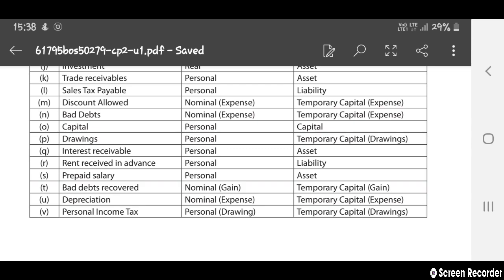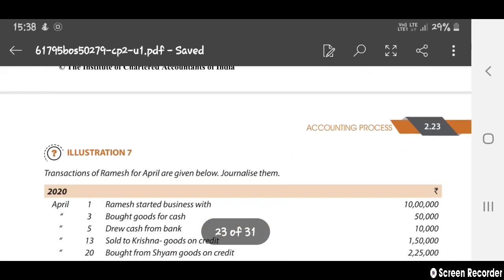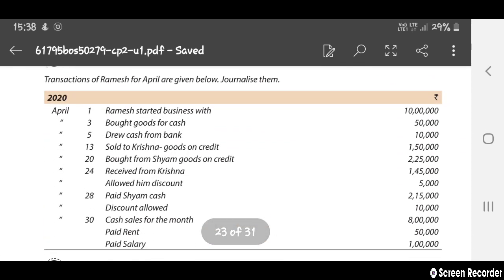Next, personal income tax is personal in the traditional approach, meaning drawing, but temporary capital means drawing in the accounting equation approach only. Next, the transactions of Ramesh from April are given below, so we have to journalize them.